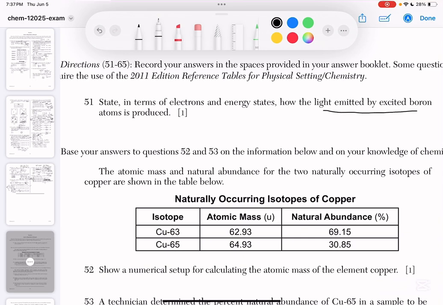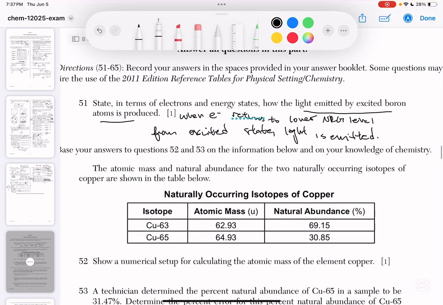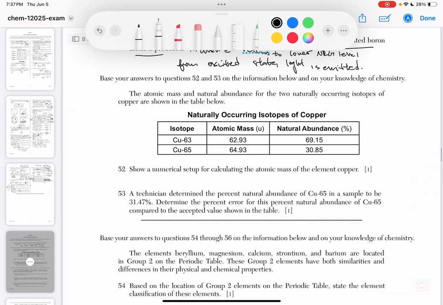Okay, so, light is emitted when one electron returns to a lower energy level from an excited state. Light is emitted. This is how I would answer it. You can phrase it more fancy if you want to, but I don't think you have to do that.